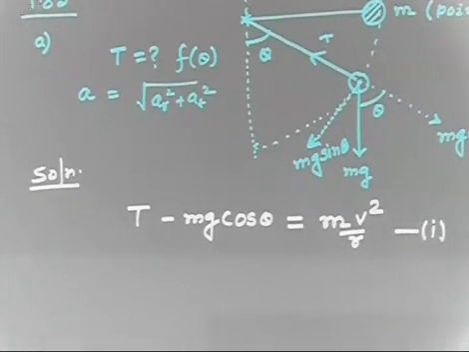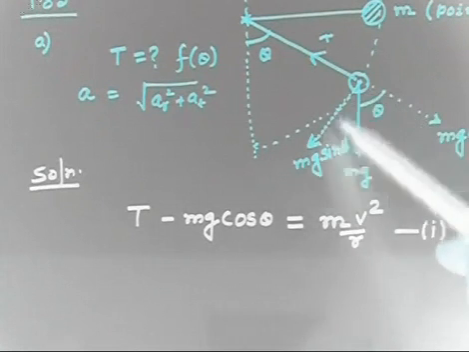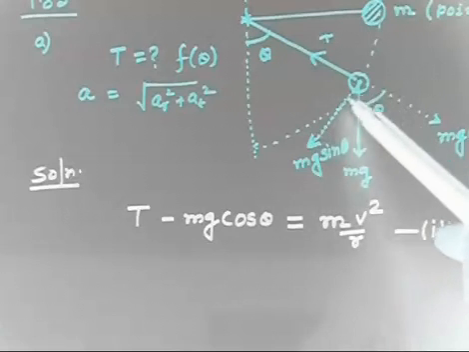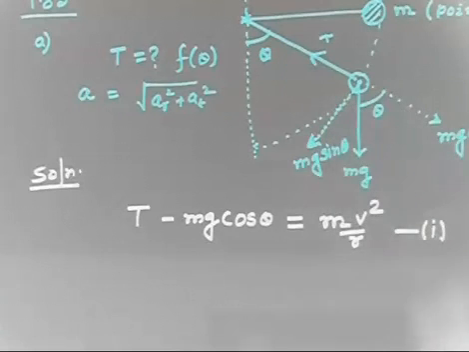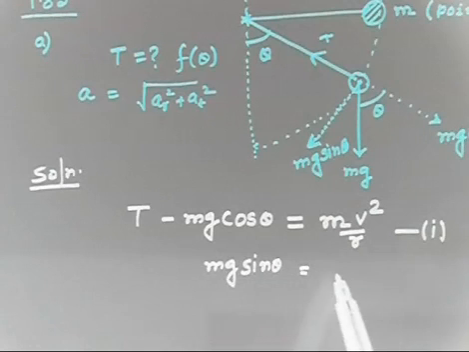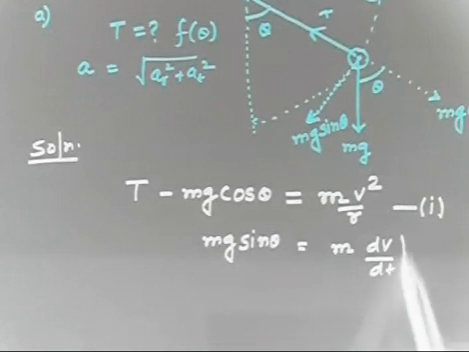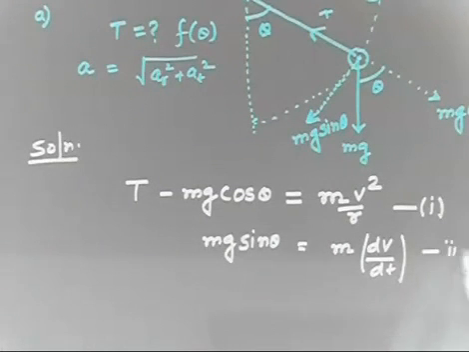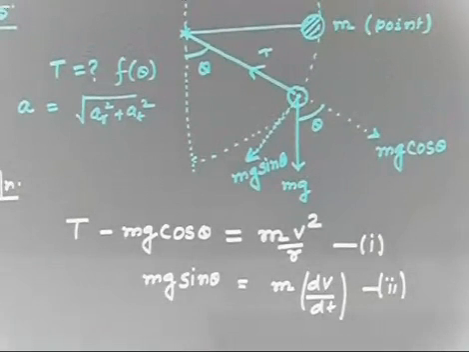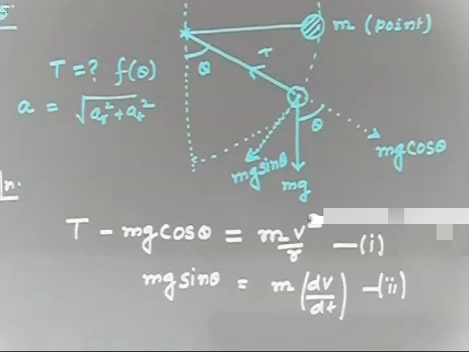I will have another equation if I write in this direction. So in the tangential direction, what is the force? mg sin theta. So in the tangential direction the force is mg sin theta. So what will be the acceleration? Mass into dv by dt. So I can write the second equation. So this is my second equation. Force is equal to mass into acceleration in the tangential direction. Are you getting or not? So these are my two equations.